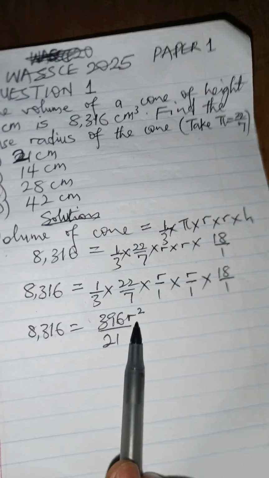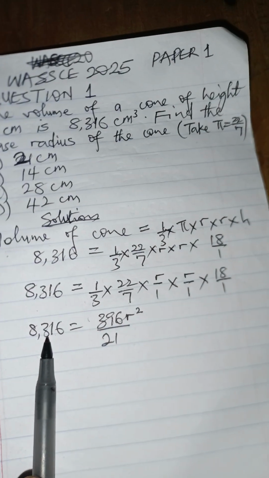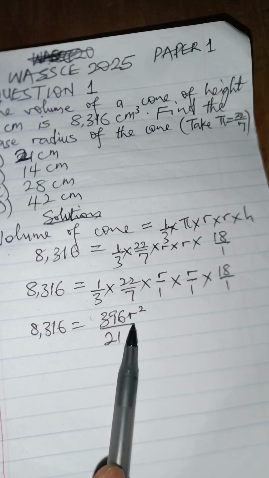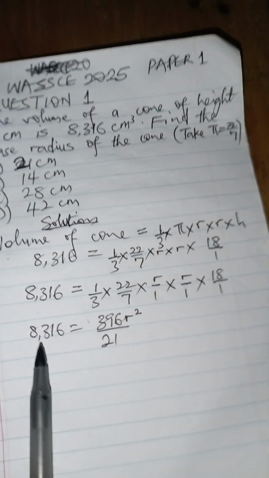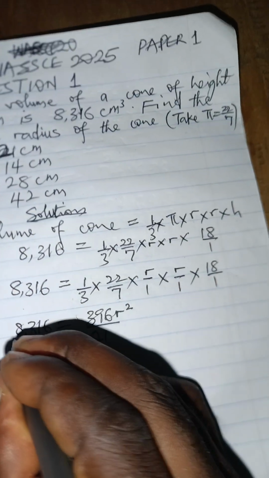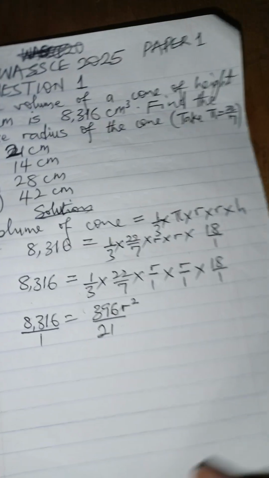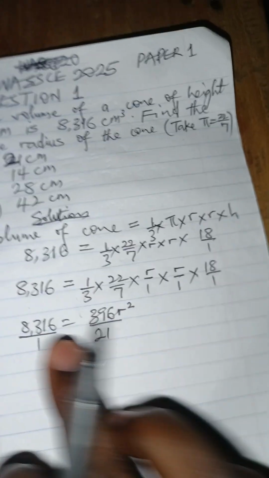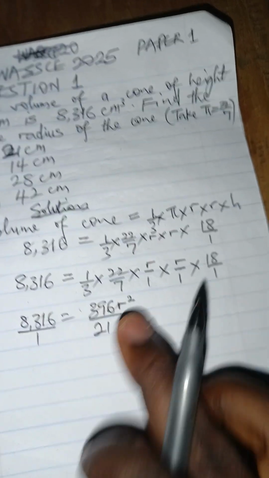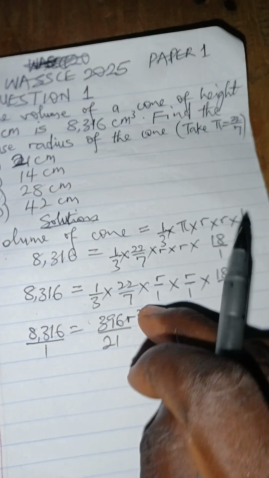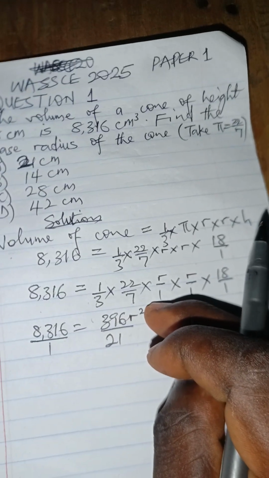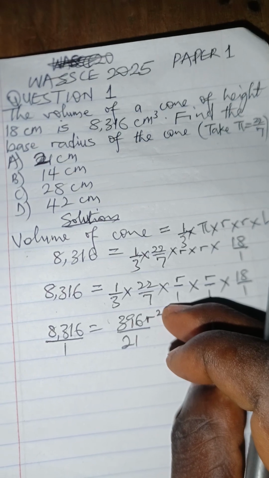Now at this point, since this is a fraction, it will be easier to give this a denominator so that the two of them will be fractions. If we give this a denominator, we'll give it over 1. So two of them become fractions. This is a fraction, this is a fraction. There's an equal sign between them, and there's an unknown. At this point, what we do is to cross multiply.